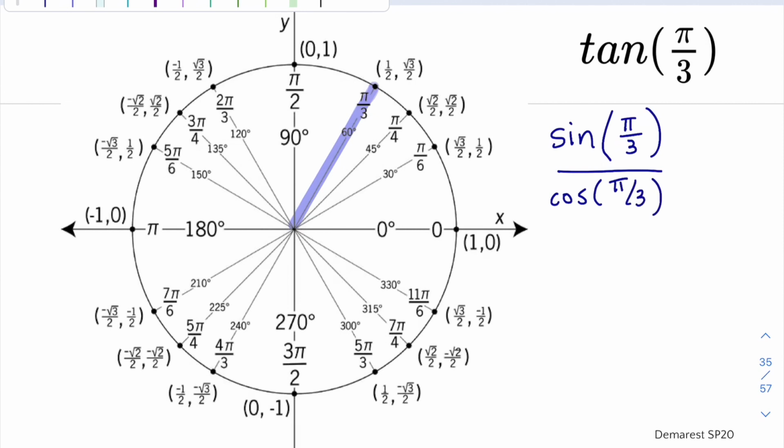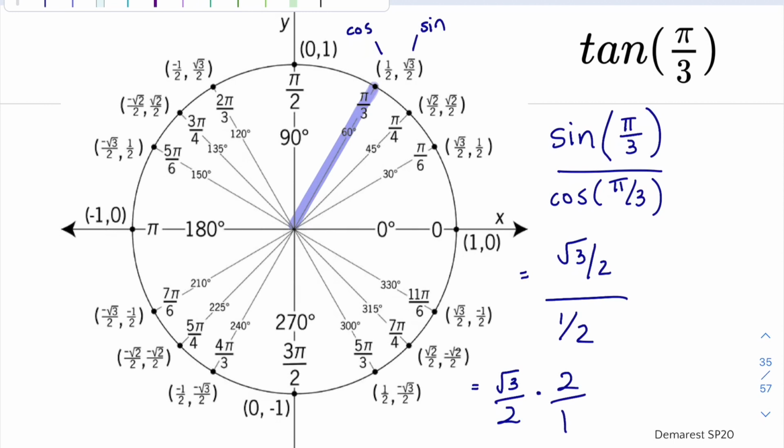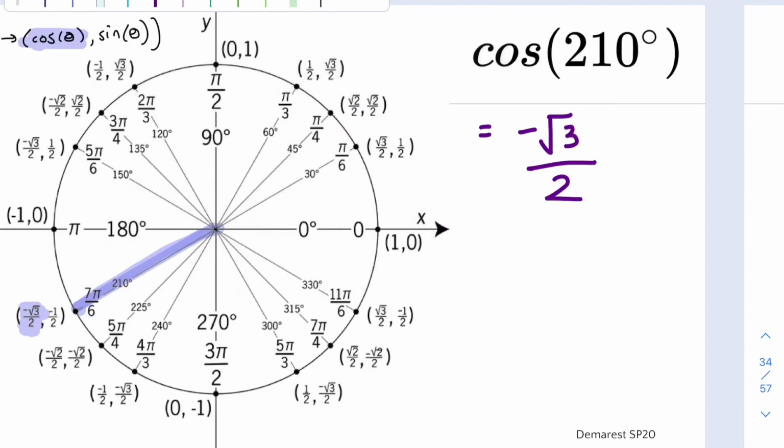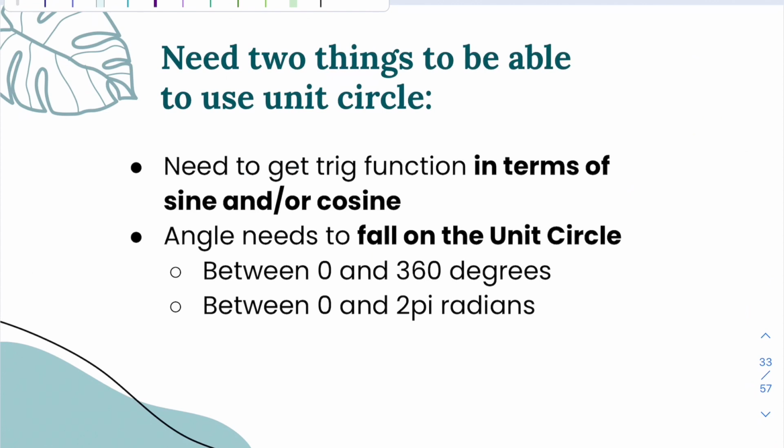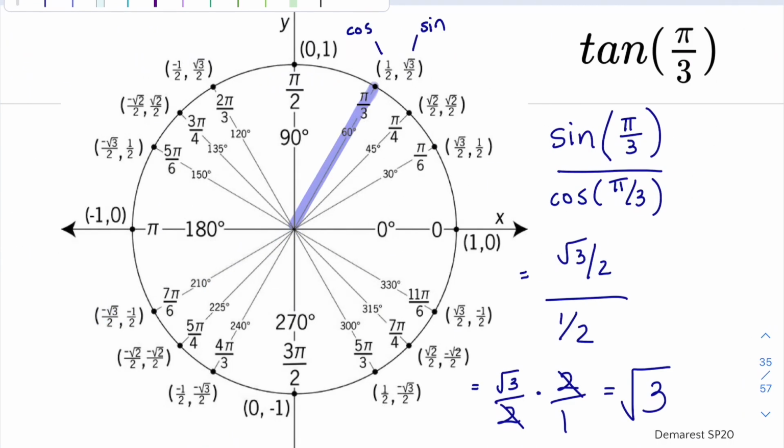Now this is information I can pull directly off my unit circle, right? We know our x value is the cosine, our y value is the sine. So that's going to be radical 3 over 2 over 1/2. We will keep, change, flip. Radical 3 over 2 times 2 over 1. Our 2's will cancel. And so the tangent of pi over 3 is radical 3. So that's what is meant by you need to make sure that the trig function is in terms of sine and cosine. We can't pull tangent off of our unit circle, but if we write tangent as sine over cosine, we can pull the sine and the cosine off our unit circle.